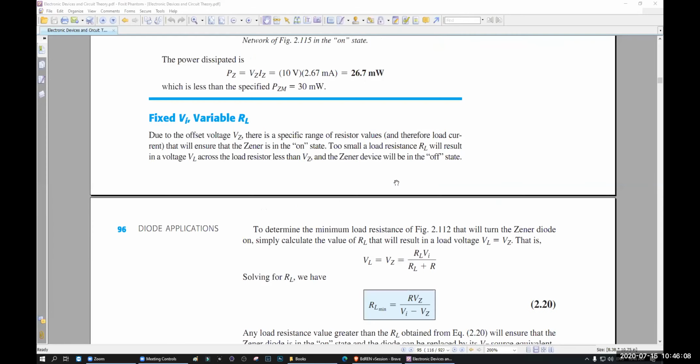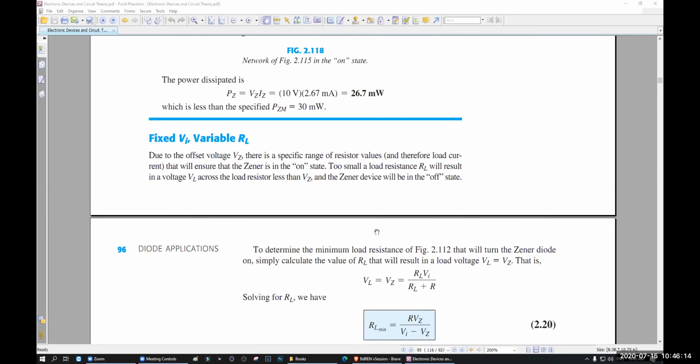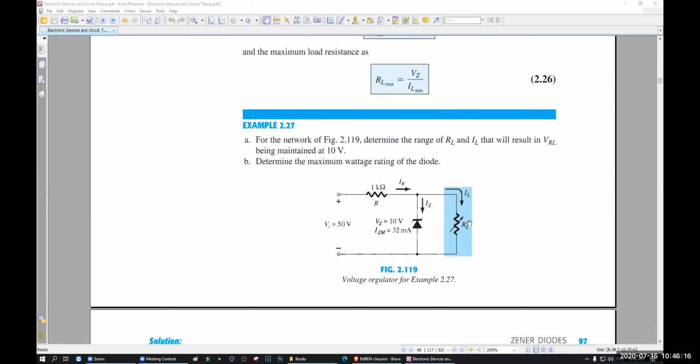Okay. Here, your VI should be fixed, but your RL should be variable. What is RL? RL is the load resistance. The load resistance that will be variable. So you will be finding out the maximum and minimum resistance so that the diode remains on. Your VI should be fixed.